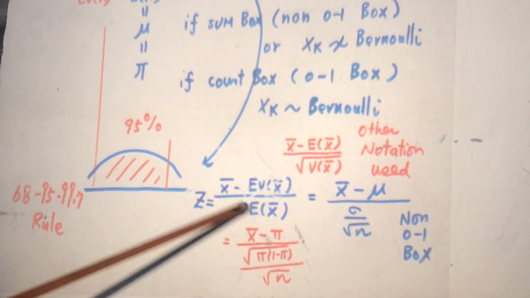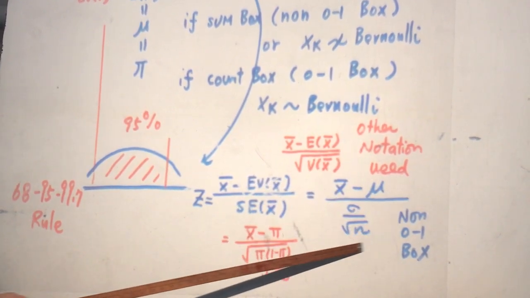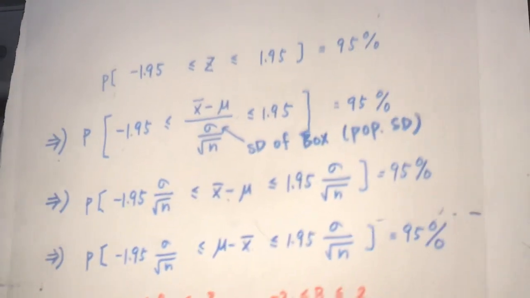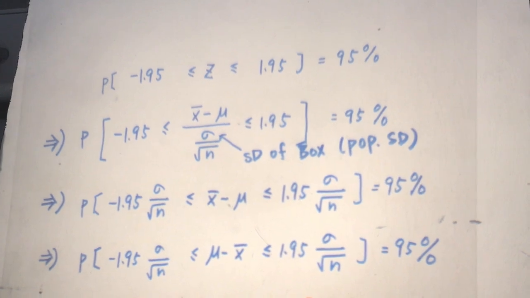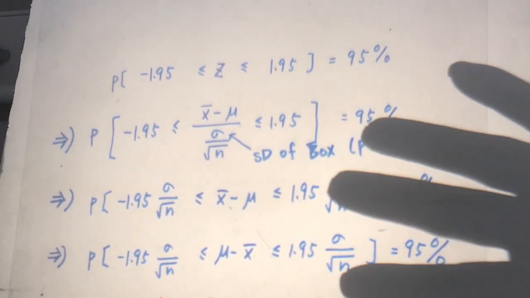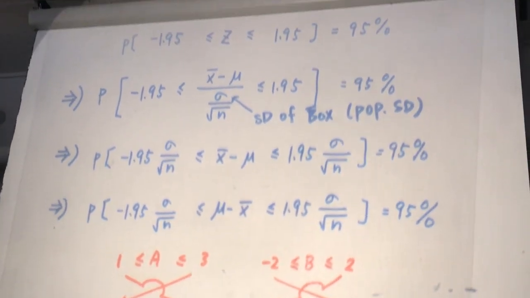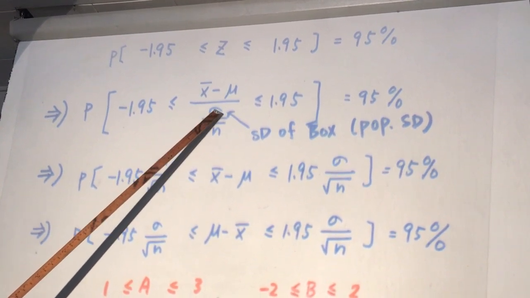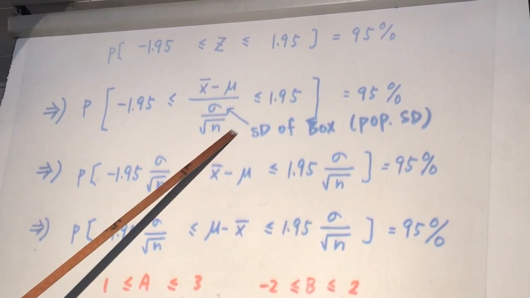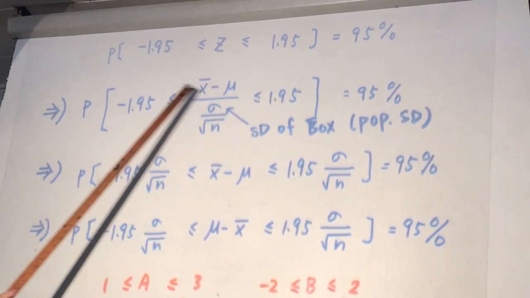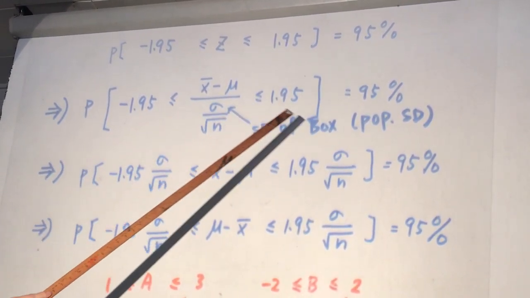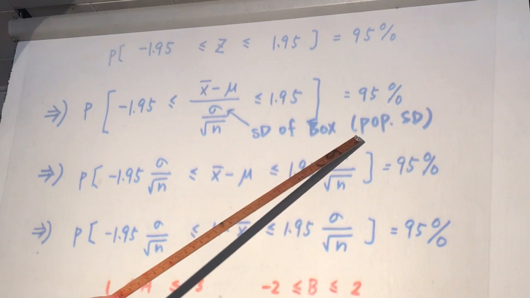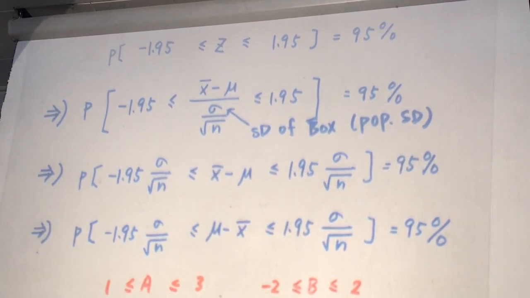So this expression is the Z-score. We're going to replace the Z-score by this expression, okay? So Z-score is X-bar minus mu over sigma divided by square root n. Z-score between 1.95 and -1.95 covers 95% of the area. This sigma here, remember, is the standard deviation of the box, or you say this is the population standard deviation, okay?